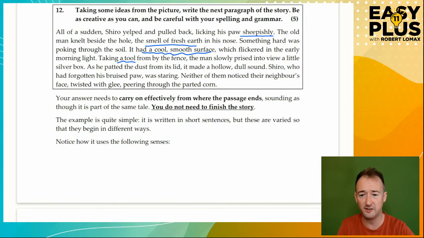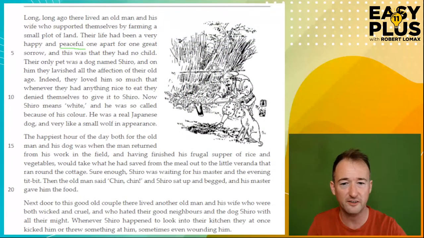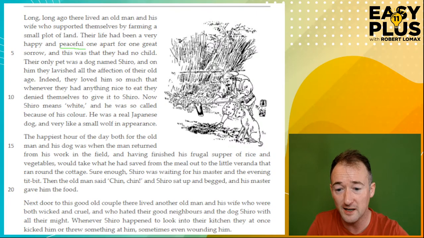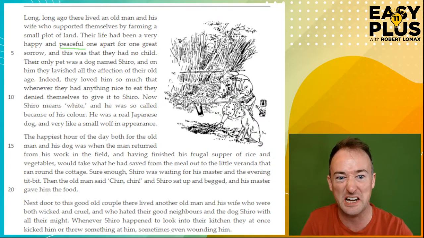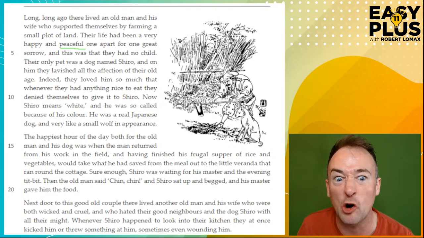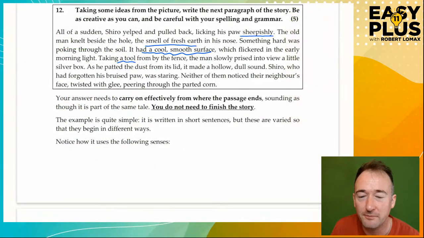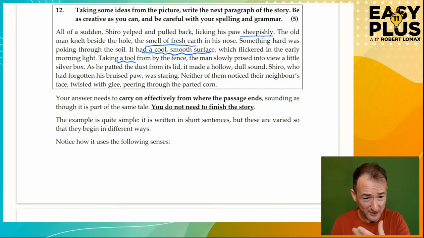So in the picture, we can't actually tell that the neighbour's face is twisted with glee. It isn't clear enough for that. But I've imagined that detail, because what might they be thinking? Maybe glee, maybe they think, ah, they found this thing, now it can be mine. So I'm imagining that kind of reaction. Twisted with glee. If you had said his face full of glee, that might be a nice happy thing like this. But it's twisted because he's evil. Just doing my best kind of Gollum there. So the word twisted there is really, really important.